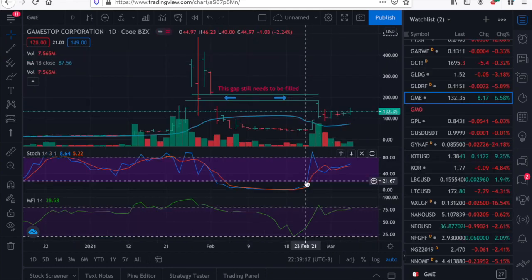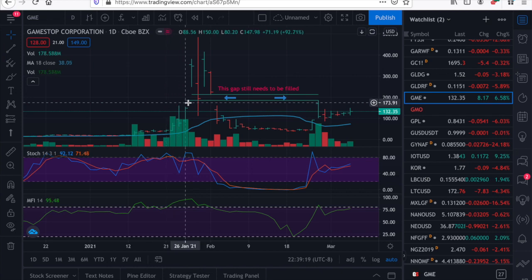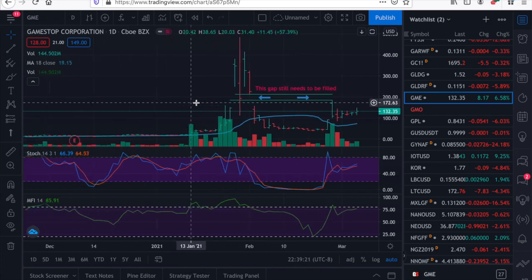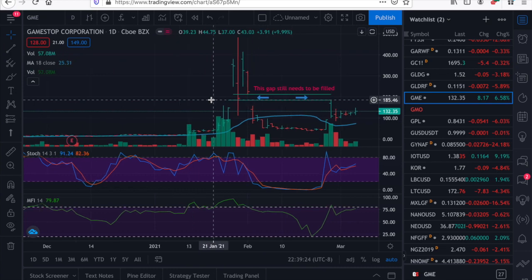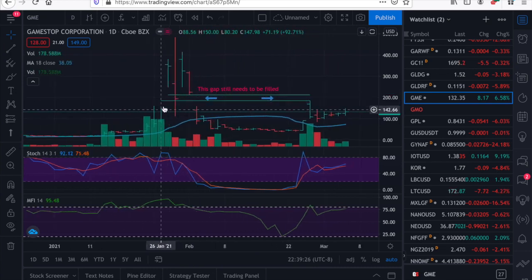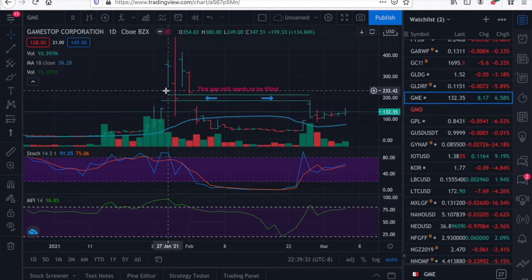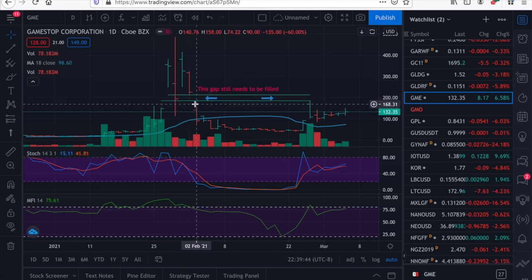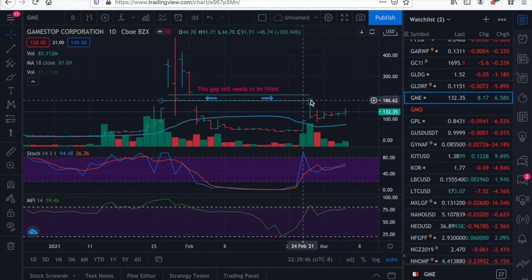Here is GameStop. I've made a couple of videos about GameStop and their gap trading. So we have a gap right here between this bar and this bar way down here. There's a big old gap in between. That gap has to be filled in, and it was filled in on the next day. And then there was a gap over here, and that has to be filled in. Still hasn't been filled in yet.